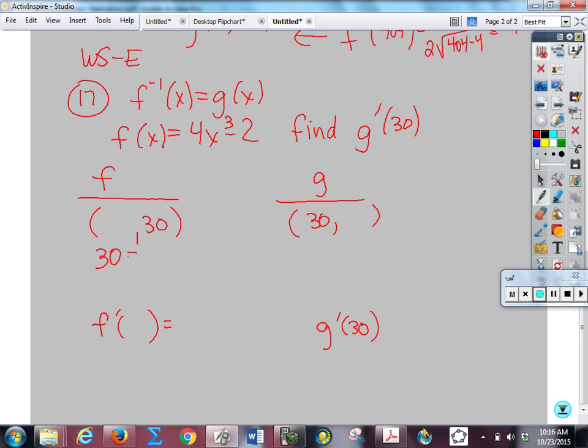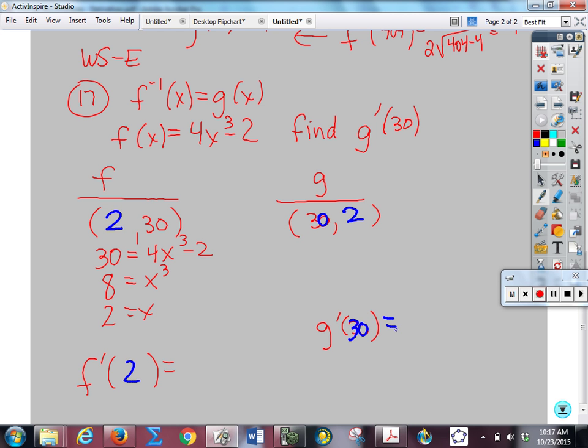Okay, so I know that this must be the point, and I just kind of like to write this because it makes me feel like I'm keeping track of things. You don't have to write that, but if I know this is the point 2, 30 on f, point 2, 30 on f corresponds to the point 30, 2 on g, and I know that I just have to plug in 2 on f, and that should be the reciprocal of plugging in 30 on g. Because those points, wherever the function is, it's going to be the reflection of it down there.